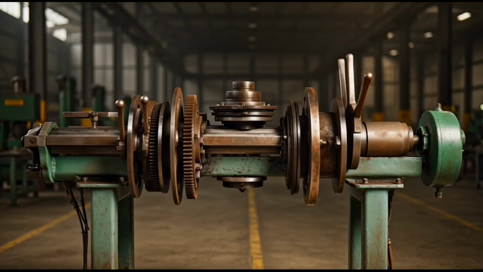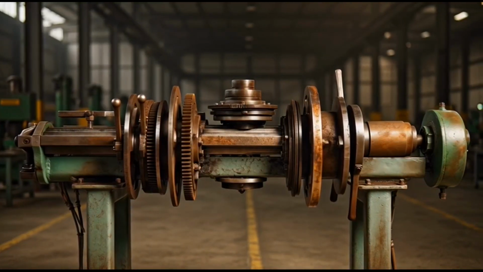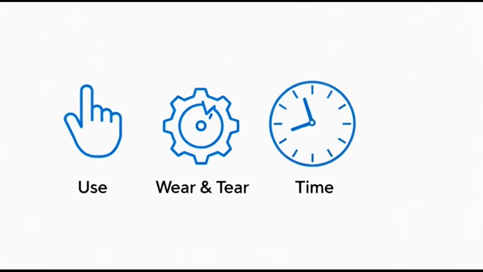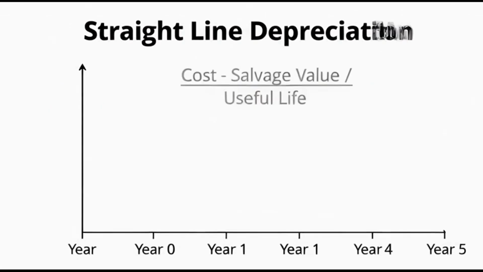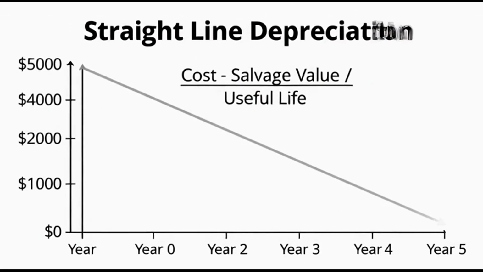Depreciation is the reduction in value of a tangible fixed asset over time. Assets lose value because of use, wear and tear, time, or obsolescence. Straight-line depreciation spreads the expense evenly over the useful life of an asset.